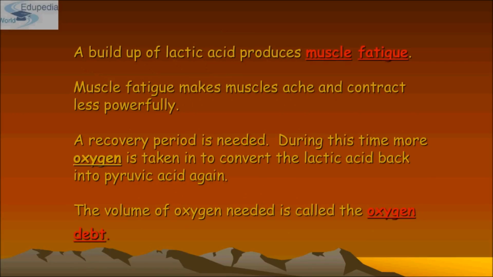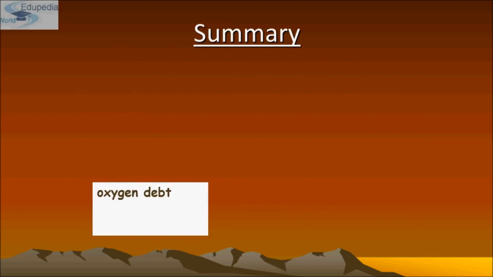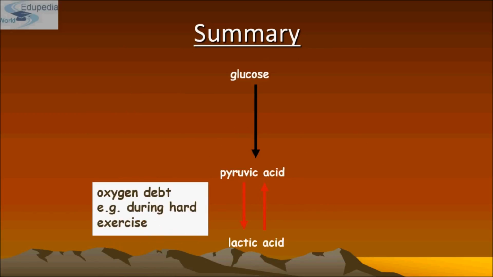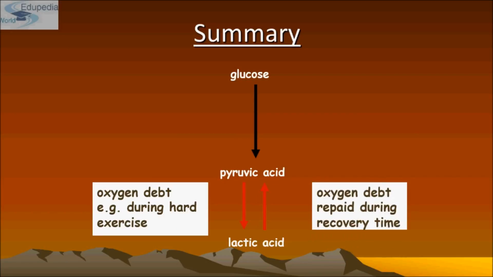A buildup of lactic acid produces muscle fatigue. Muscle fatigue makes muscles ache and contract less powerfully. A recovery period is needed. During this time, more oxygen is taken in to convert the lactic acid back into pyruvic acid again. The volume of oxygen needed is called the oxygen debt. So the summary: glucose gets converted into pyruvic acid, and under the influence of oxygen debt, for example during hard exercise, it gets converted into lactic acid. Lactic acid can also get converted back into pyruvic acid. So oxygen debt is repaid during the recovery time. That's the reason lactic acid gets converted into pyruvic acid.